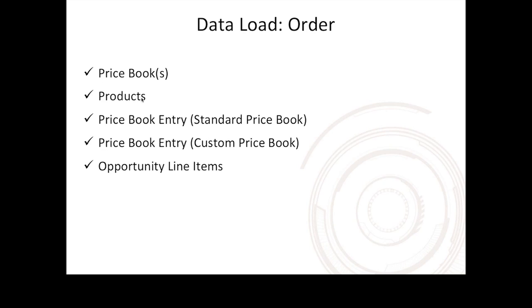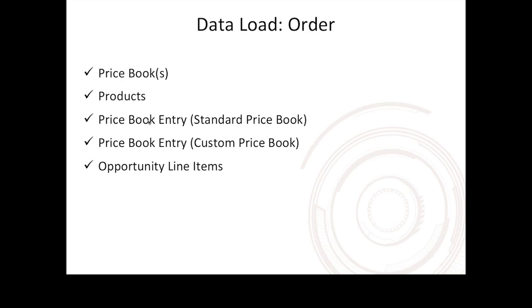Actually, either one of these can be done first. It doesn't matter if you do products or price books first, since either one of them can exist independently. Now, it's really here on the price book entry where the order starts to matter. These two have to come first. A price book has to exist and a product has to exist before you can make a price book entry.